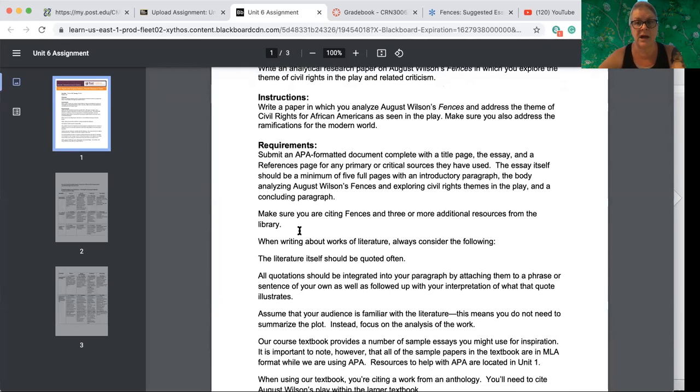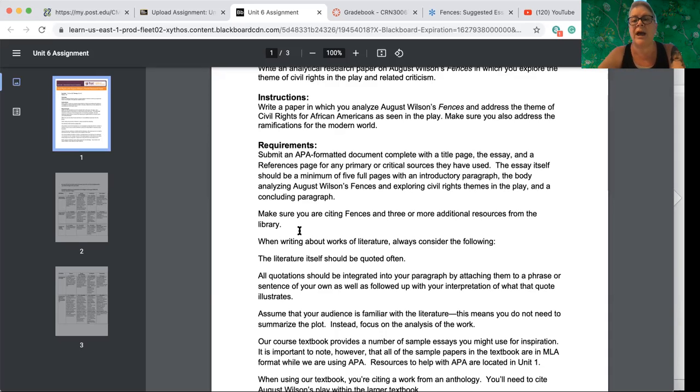So you'll have an APA document, as always: title page, the essay, and a references page for the play and any of the critical sources that you have used. The essay itself should be at least 5 pages long, and that includes, of course, your introductory paragraph, the body in which you focus on the play Fences and on the themes of the civil rights movement that are contained in the play, and then, of course, a concluding paragraph. So there's no set number of paragraphs that it has to be, but you'll have for sure a single intro and conclusion paragraph, and then in the body is where you'll really get into the detail.